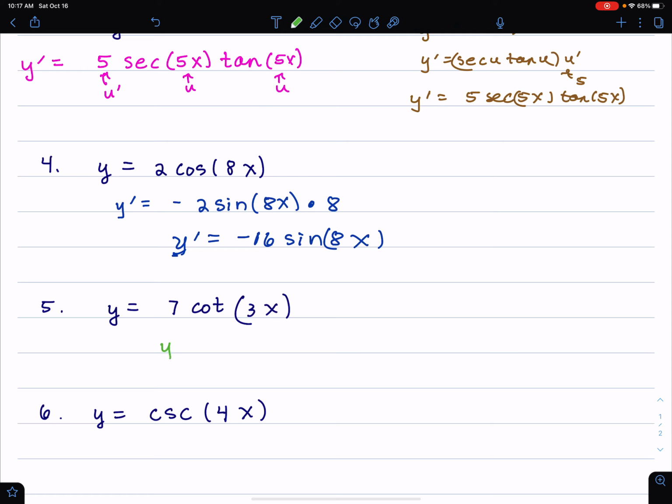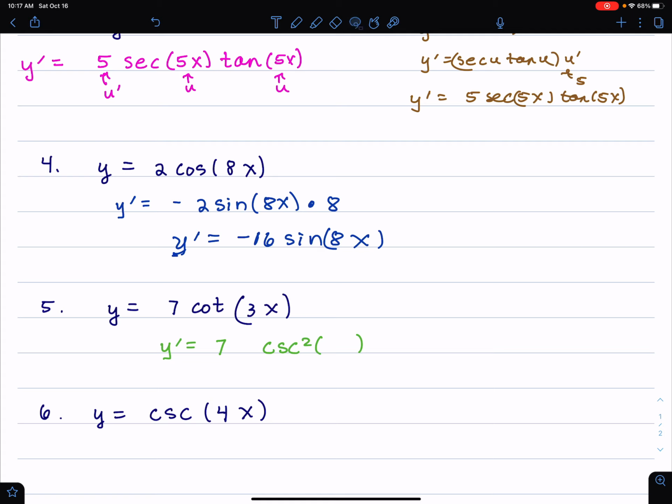Let's go. Y prime equals what? 7, I just leave alone. Let's check out the derivative of cotangent. The derivative of cotangent is similar to the derivative of tangent, but we co everything. So the derivative of cotangent is cosecant squared. See, the derivative of tangent u is secant squared u. The derivative of cotangent u is cosecant squared with a negative.